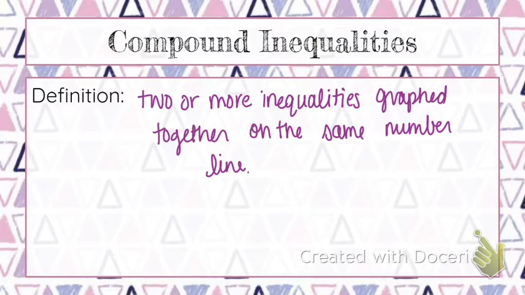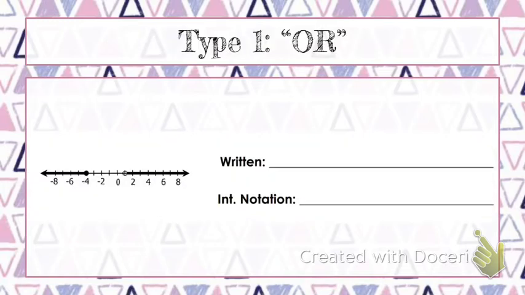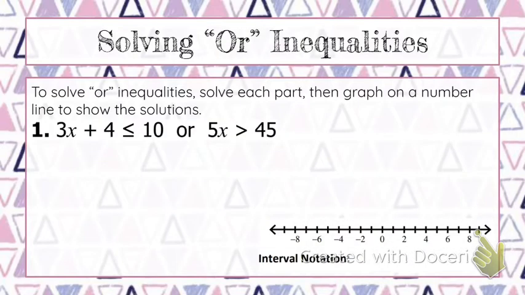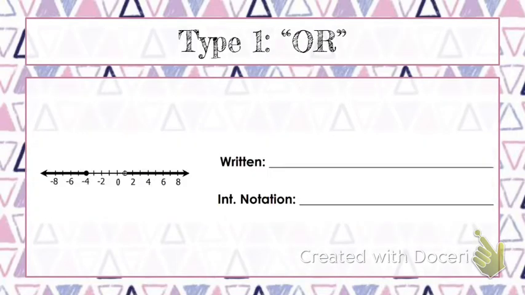There are two types of compound inequalities. The first type we're going to talk about is OR. So do you see how on this number line, the value can either be here or here, but it would be impossible for it to be in both places. Okay, so that's what these are called, an OR inequality. They have this gap between the two.